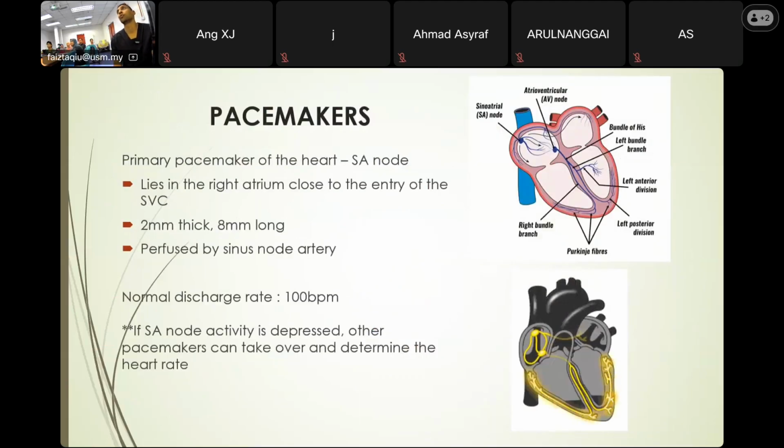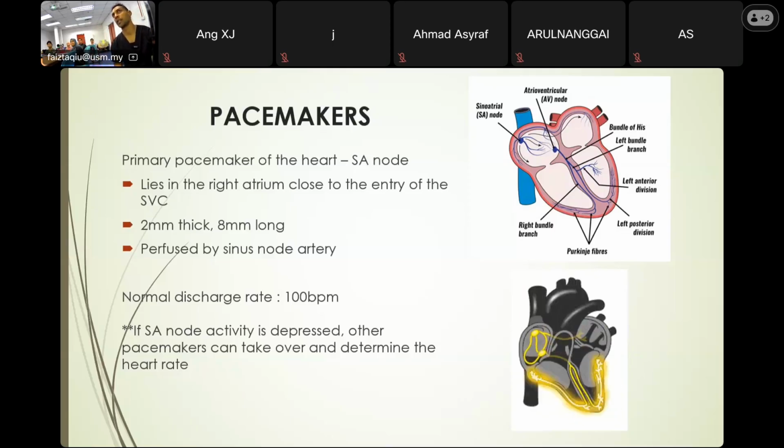So we go straight into the cardiac pacemakers. There are different structures that can be pacemakers, but the primary pacemaker of our heart is the sinoatrial node. It lies in the right atrium close to the entry of the superior vena cava. My reference is Peter, Kam, Mosley and Chambers. It is 2 mm thick and 8 mm long, and it's perfused by the sinus node artery. Normal discharge rate, different textbooks will say differently. It's either 100 to 110, some say 60 to 100. But if you just write 100, you won't go wrong.